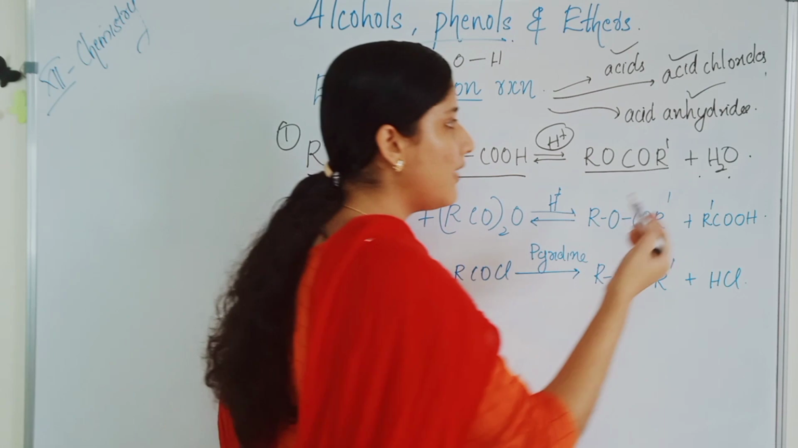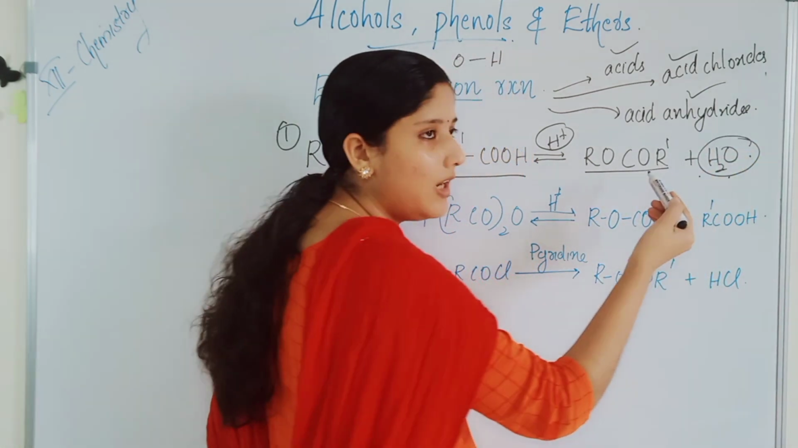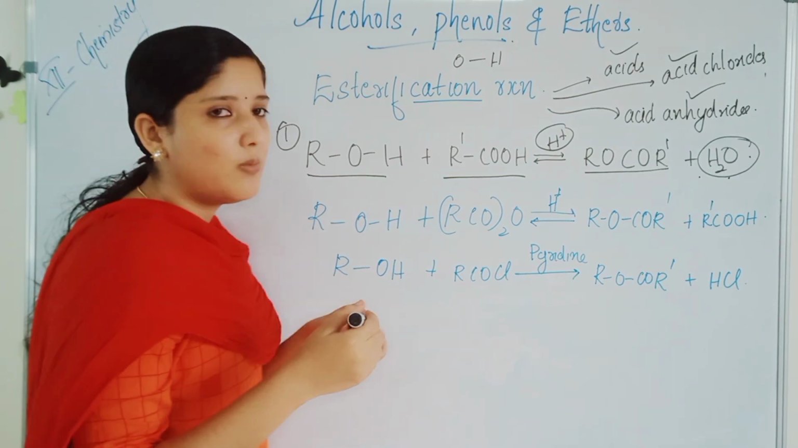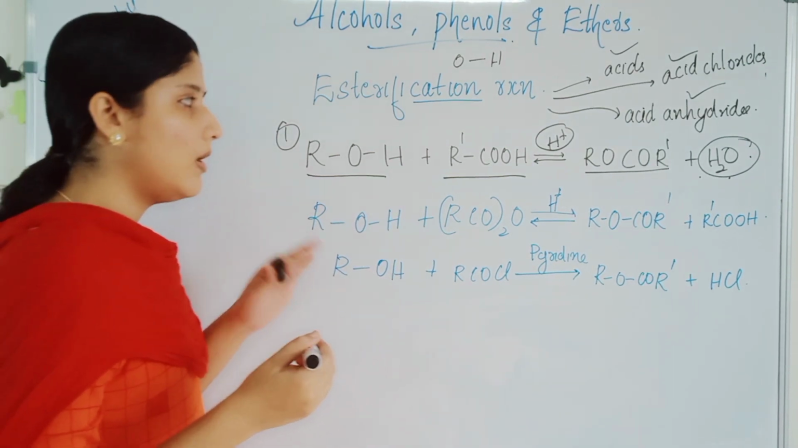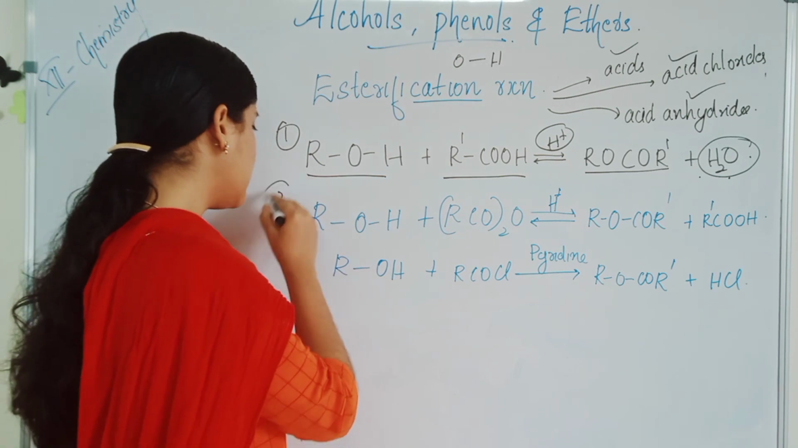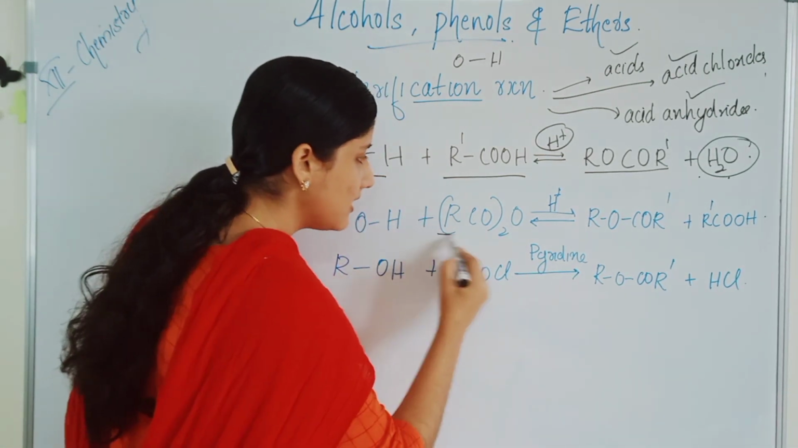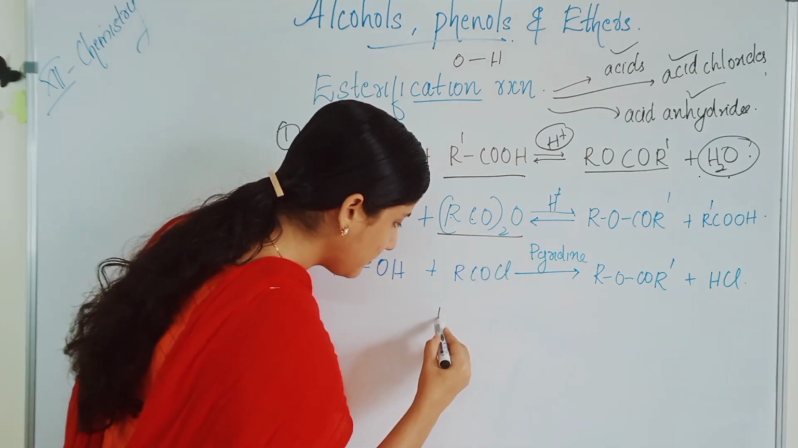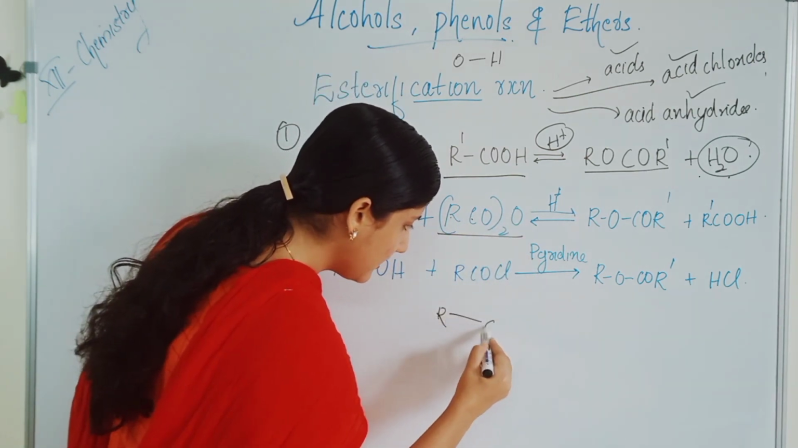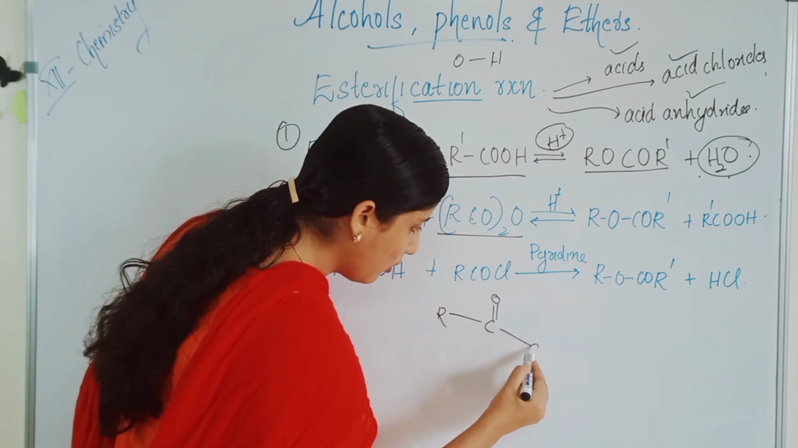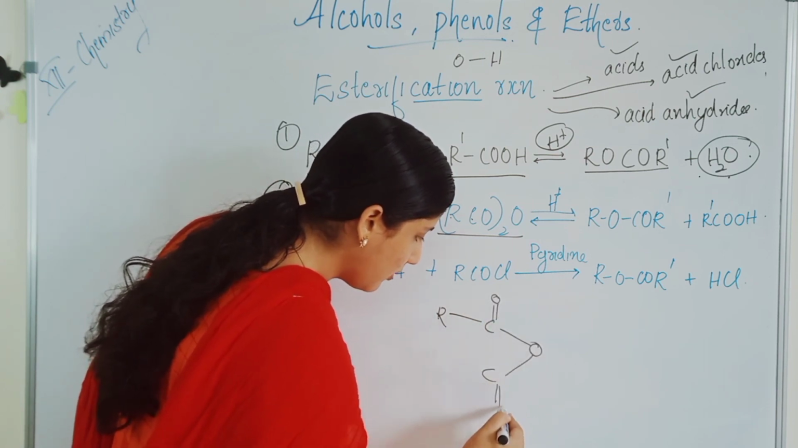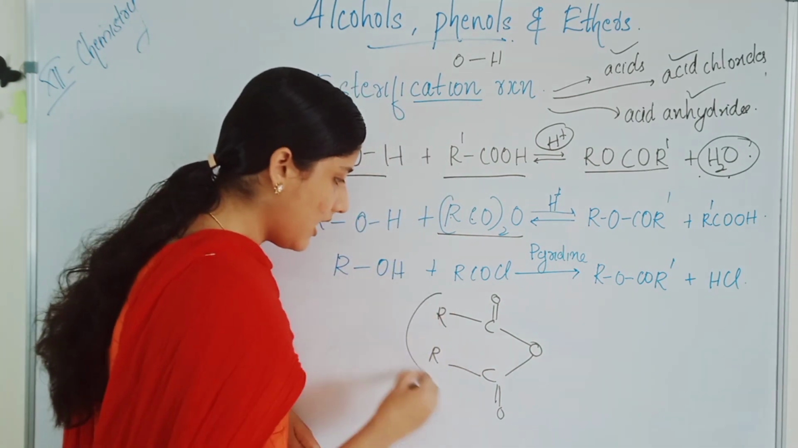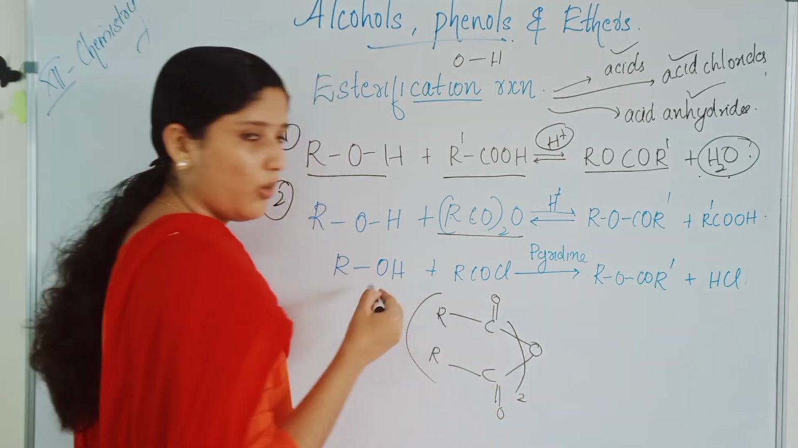So soon after the water is formed, we will remove the water. Otherwise the reverse reaction will happen. Second reaction is the reaction with acid anhydride. This is acid anhydride. Okay, (RCO)2O. That means R C double bond O, C double bond O R. This is the structure. So we will write it as (RCO)2O.